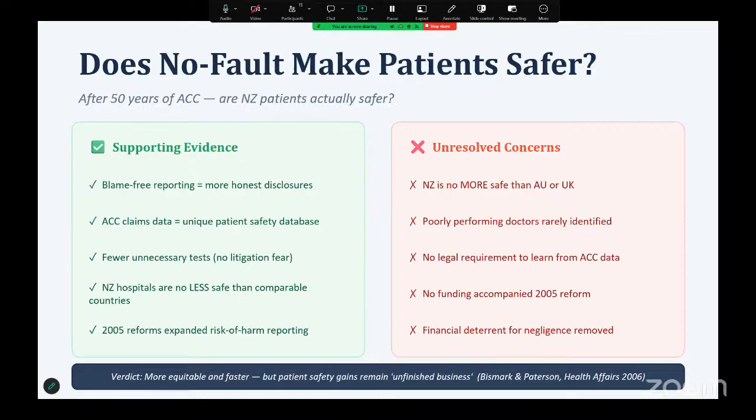As mentioned earlier, the no-fault system actually allows a more honest conversation when it comes to patient care. There are also fewer unnecessary tests. You don't have to over-test and tell your patient to come back because you're scared that you might have missed something and you have a lawsuit tomorrow. And then New Zealand is not actually safer compared to other countries. As I've shown in the chart, Australia is still better. There's always room for improvement, basically.